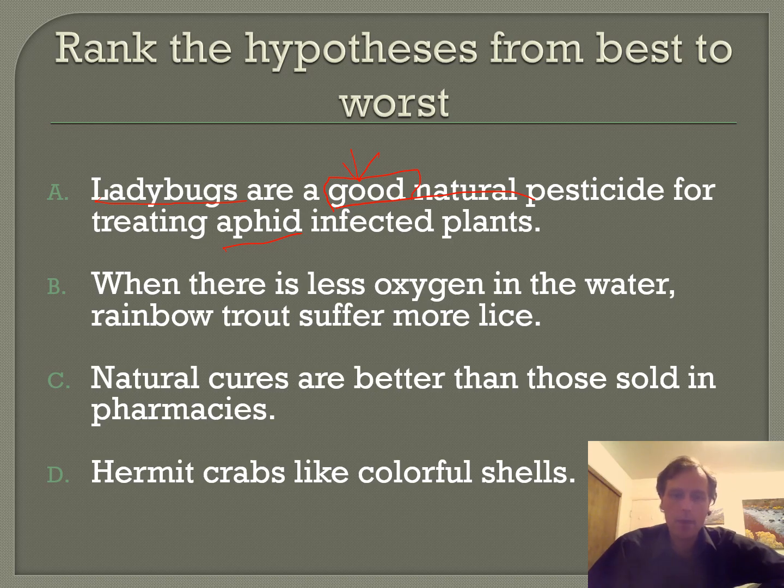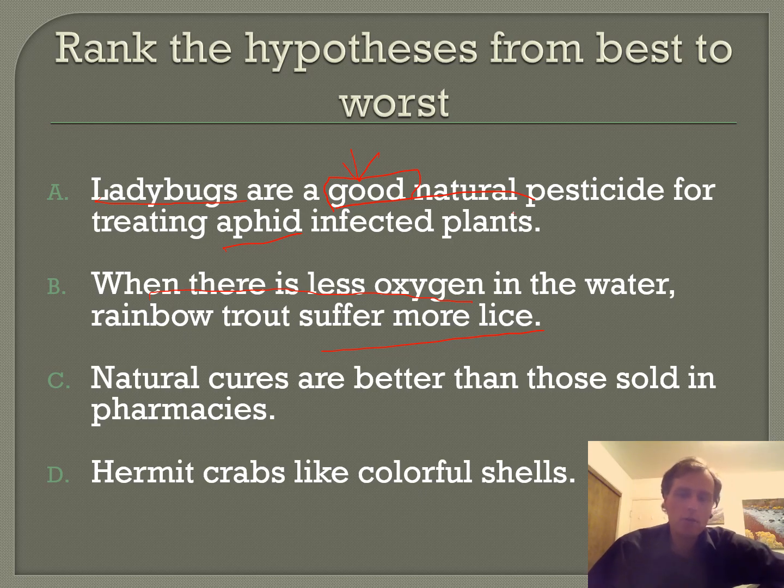B: when there is less oxygen in the water, rainbow trout suffer more lice. This is a little bit better in that, with less oxygen, at least we can measure two bodies of water and say this one has less oxygen and this other one has more oxygen. And then we can also measure more and less lice. So this is a little bit better than A.